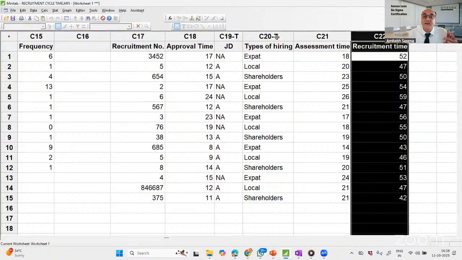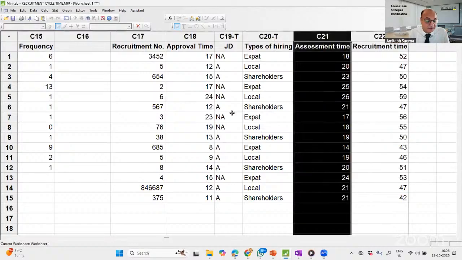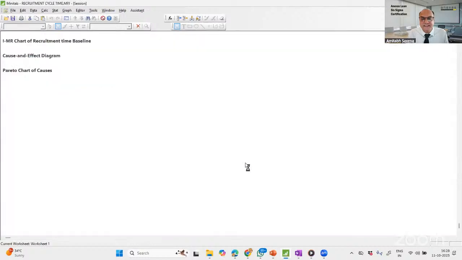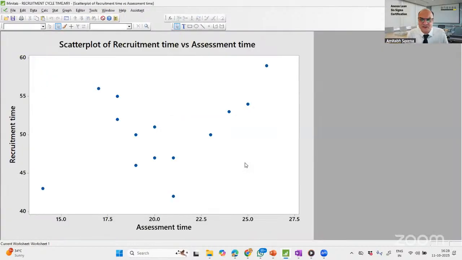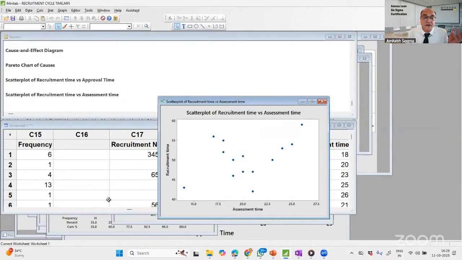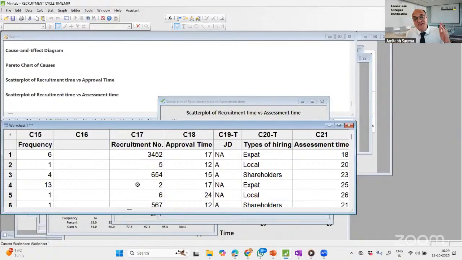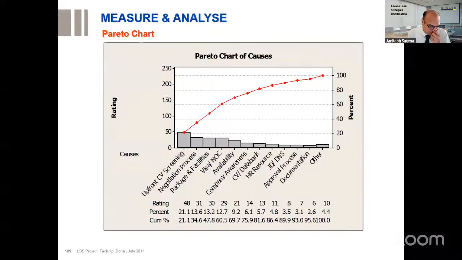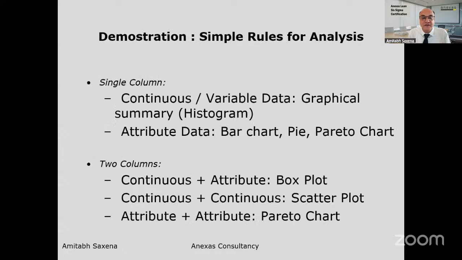Let us see whether assessment time is impacting recruitment time. Looking at this data, there's no impact. It's not related. Assessment time could be low or high, doesn't matter, and recruitment time is also low or high. But in the previous case, as the approval time was increasing, the recruitment time was increasing. So approval time is something we need to work on, and the team works on it. I will show you the other also, but let me first complete the topic.